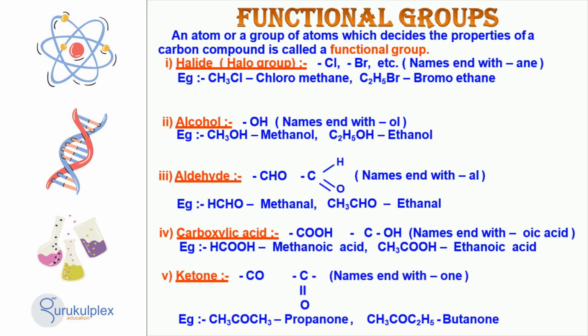Functional groups are groups of atoms that give the carbon compound its chemical properties, and can take the form of halides, alcohols, aldehydes, carboxylic acids and ketones. Halides often contain chlorine or bromine atoms, while alcohols end with -ol, aldehydes have -al at the end, carboxylic acids will end with -oic acid, and ketones with -one. All these functional groups significantly contribute to the properties of carbon compounds as well as their reactivity.